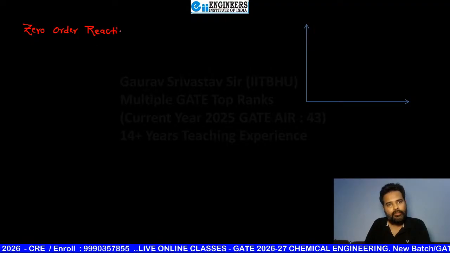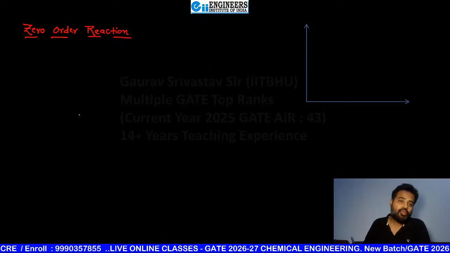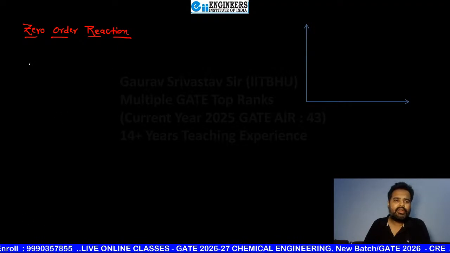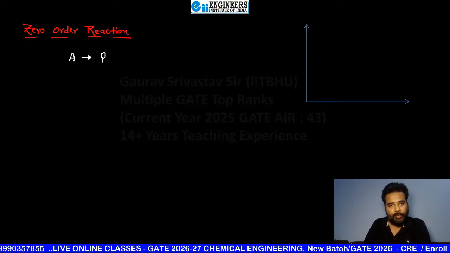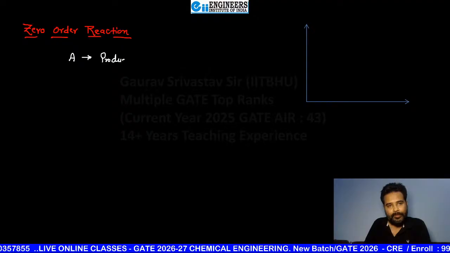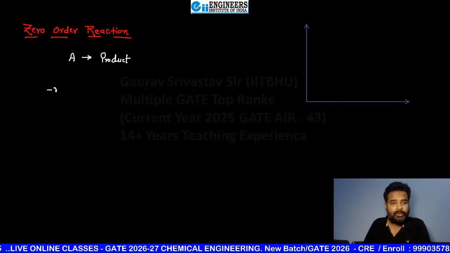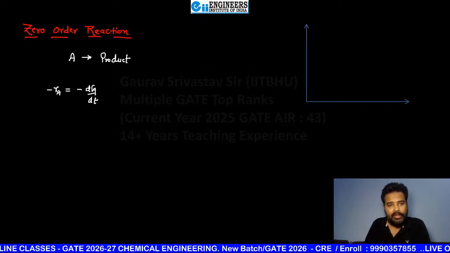Zero order reaction. So here, my dear students, again I'm considering a reaction. A is forming product. Now I'm assuming that its rate is given as R equals minus dCA by dt.